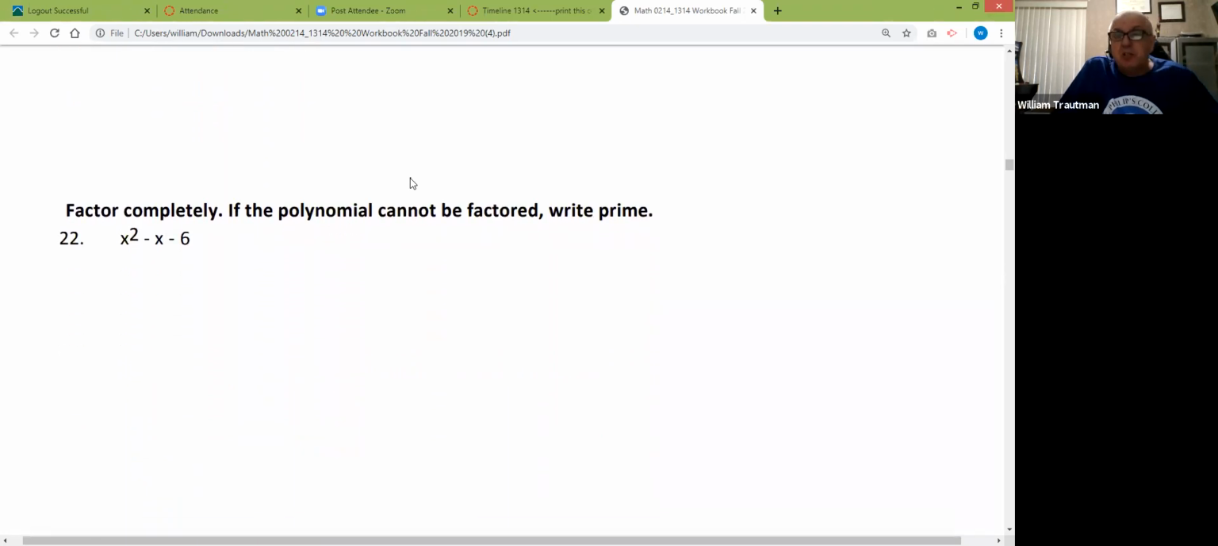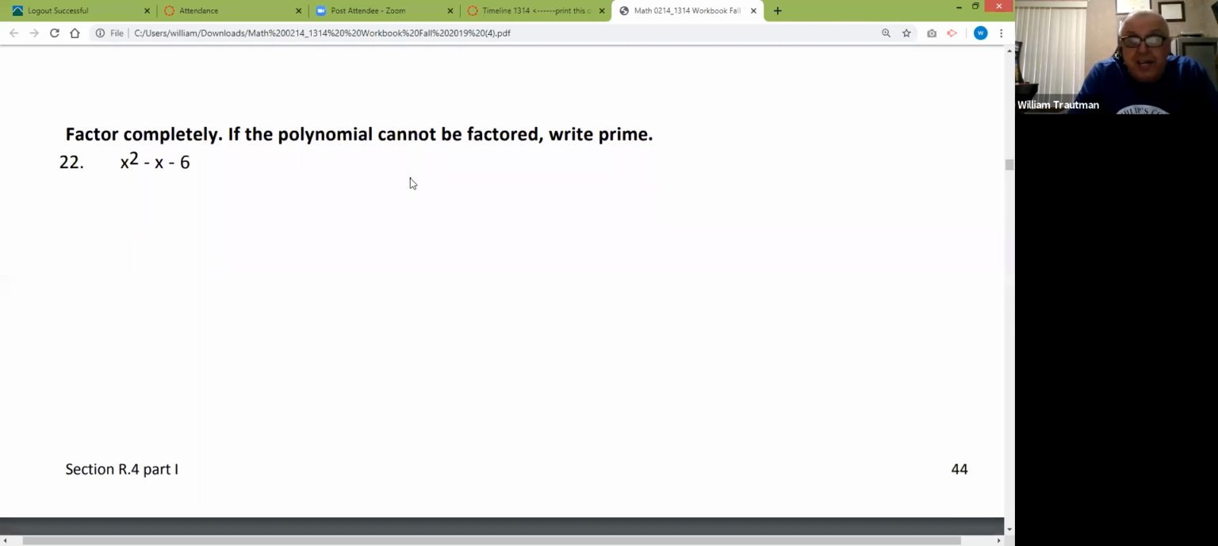It says factor completely. So normally it just says factor. Why doesn't it just say factor? Factor it completely. Okay, so this is factoring. How many terms do I have? I have 3 terms. Thank you, Denise. I have 3 terms now. I can't use a 4-term factoring. I have to factor 3 terms.